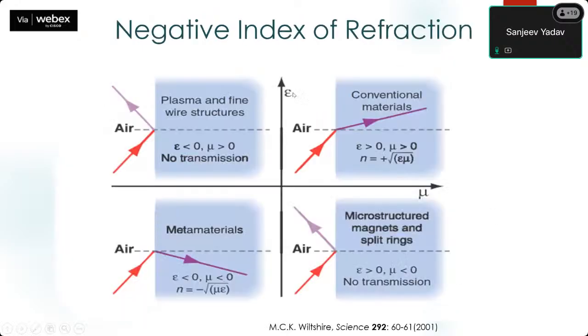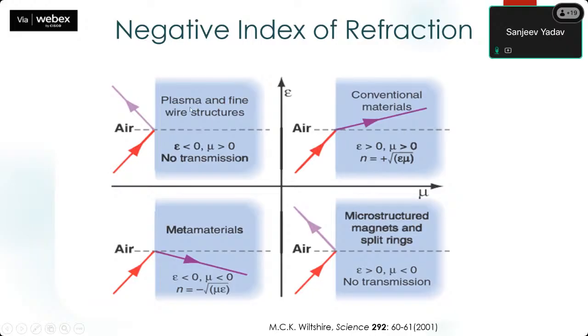So what is going to happen if these properties are there? In the first quadrant, we can see that the conventional materials have epsilon greater than 0 and mu greater than 0. So for that, n is positive. This way the light is traveling, bending towards the normal here.